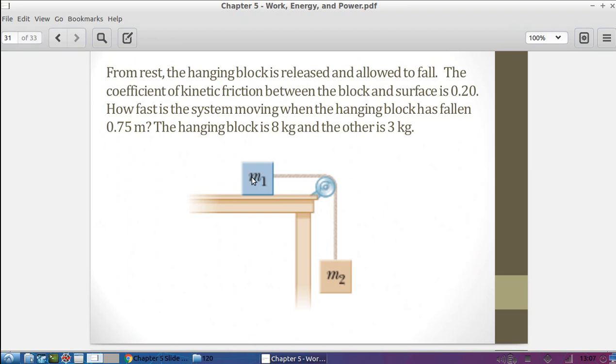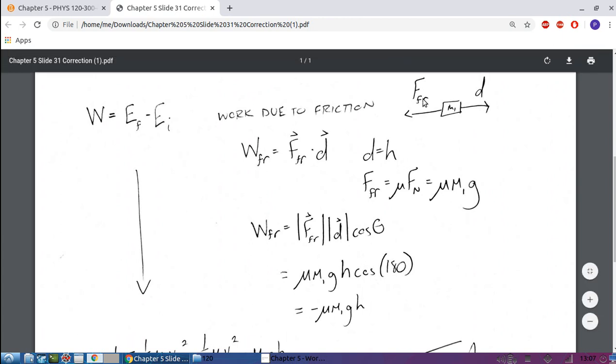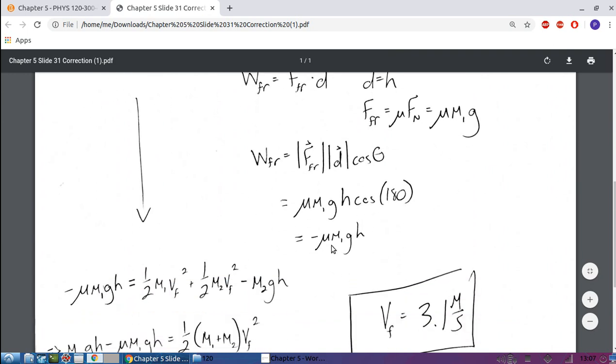What's the normal force? If I draw a free body diagram for M1, normal, right? The normal force is equal to M1G. So the normal force is equal to M1G. The frictional force is equal to mu M1G. So mu M1G is my frictional force. H is the distance, or the displacement vector of M1. The angle between the friction force and the displacement vector is 180. That's where we get our negative sign from. Cosine of 180 is negative: negative mu M1GH. That's the work due to friction.